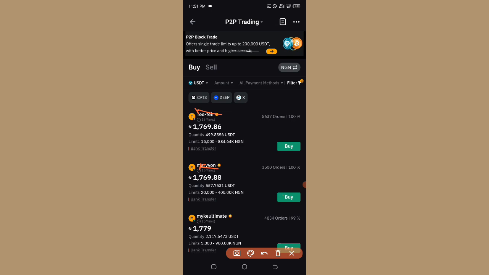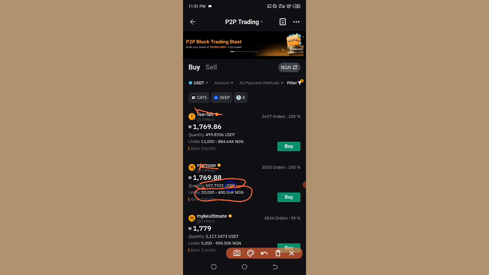If you look here, you see this is the amount of USDT that this guy wants to sell. Then if you look down, you see the limit. The limit is from 20,000 to 400,000 naira. So if you're having just 19,000 to buy, you cannot actually buy from this guy because your money is not up to the limit. The minimum is 20,000 and the maximum is 400,000. So that is it.